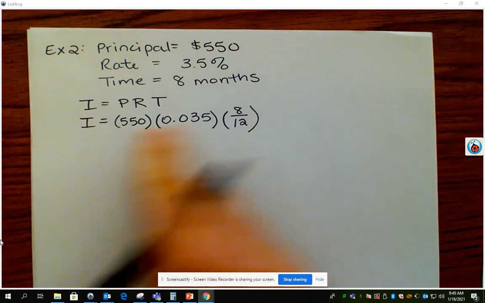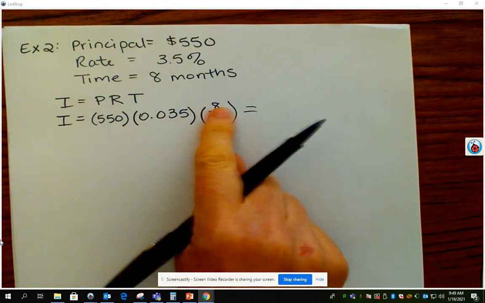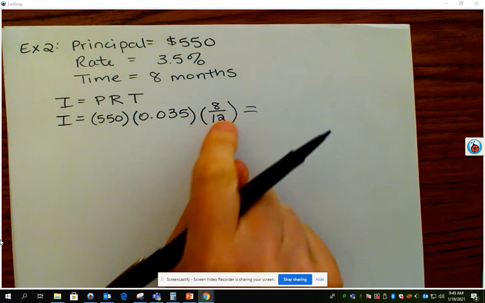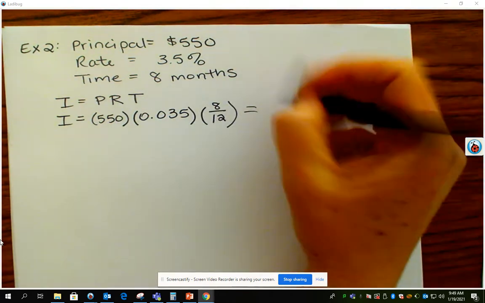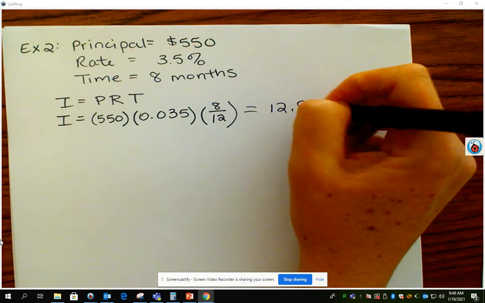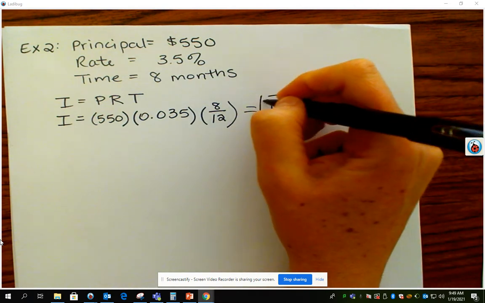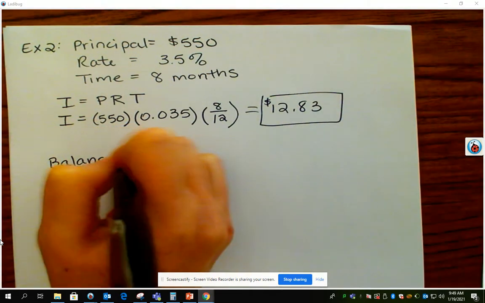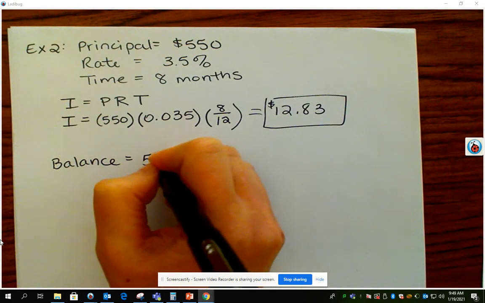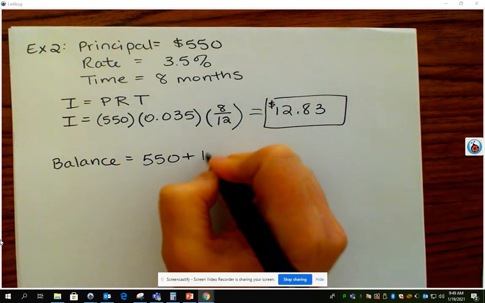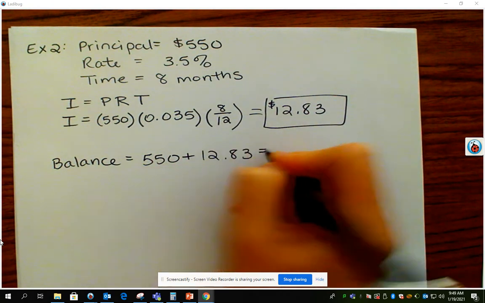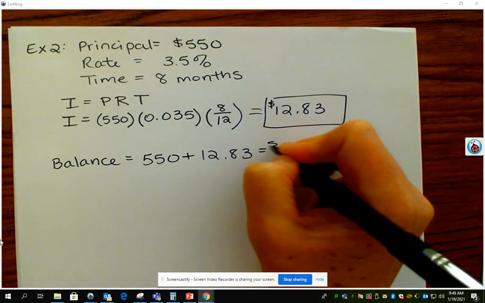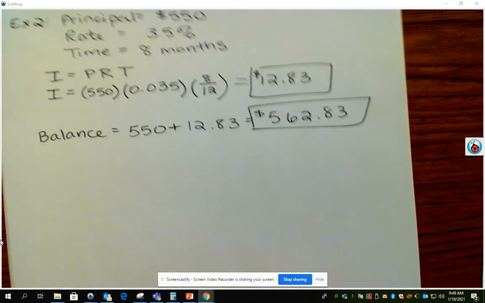Okay, so when I go to put this in the calculator, I'm going to multiply it across the top by 550 times 0.035 times 8, and then I'm going to divide by 12 at the end, and I will get 12.83. So my interest is 12.83. My balance would be my principal, my original amount, plus my interest, 12.83, and that would be $562.83 when I add those together. Okay, now you try.